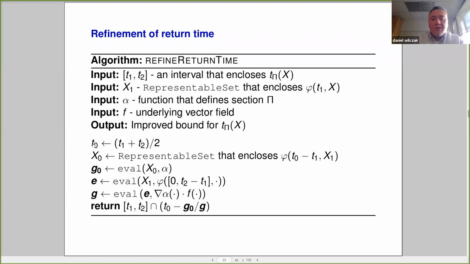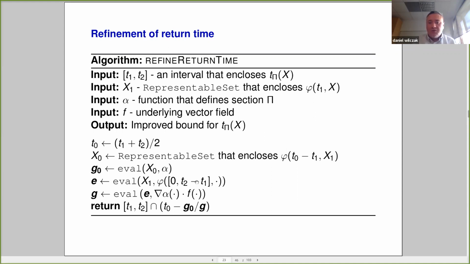This is our algorithm. First, we take the midpoint of our interval. Then we compute a representable set, which encloses a set of trajectories starting from the set just before the section and moves this set to the mid time of our interval. So x0 is expected to be a set just on the section, very close. Then we evaluate the function alpha, which defines our section, on this set x0. And here we use the representation of our set x0. Then we compute an enclosure of the entire trajectory segments for all intermediate times.